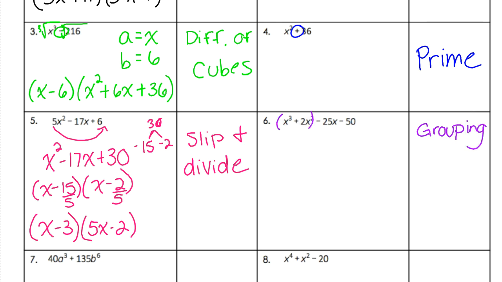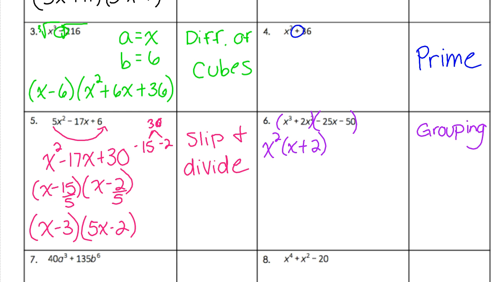So group the first 2, group the second 2 terms. And again, I'm factoring out their greatest common factor. So from the first set of parentheses, that would be an x squared. And when I divide that out, I would be left with x plus 2.